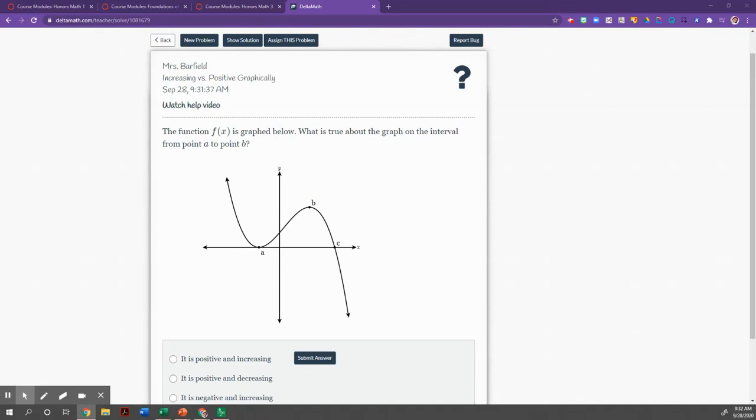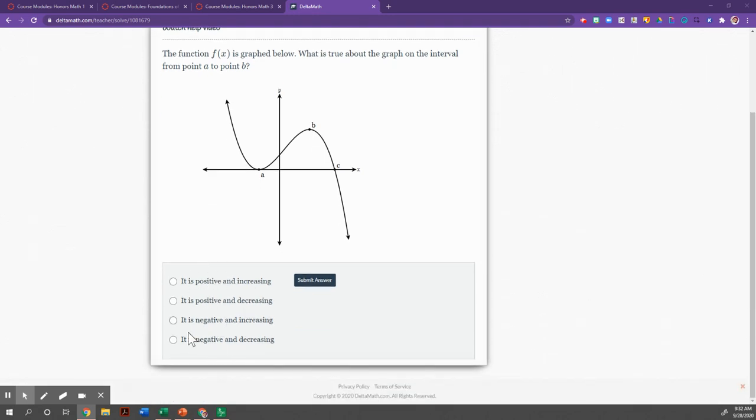All right, you guys. So let's look at increasing versus positive graphically. This is relating back to that slide where we talked about those intervals. It says the function f of x is graphed below. What is true about the graph on the interval from point A to point B? I have to pick some describing factors about it. First off, I know if I go from A to B, I'm going uphill.